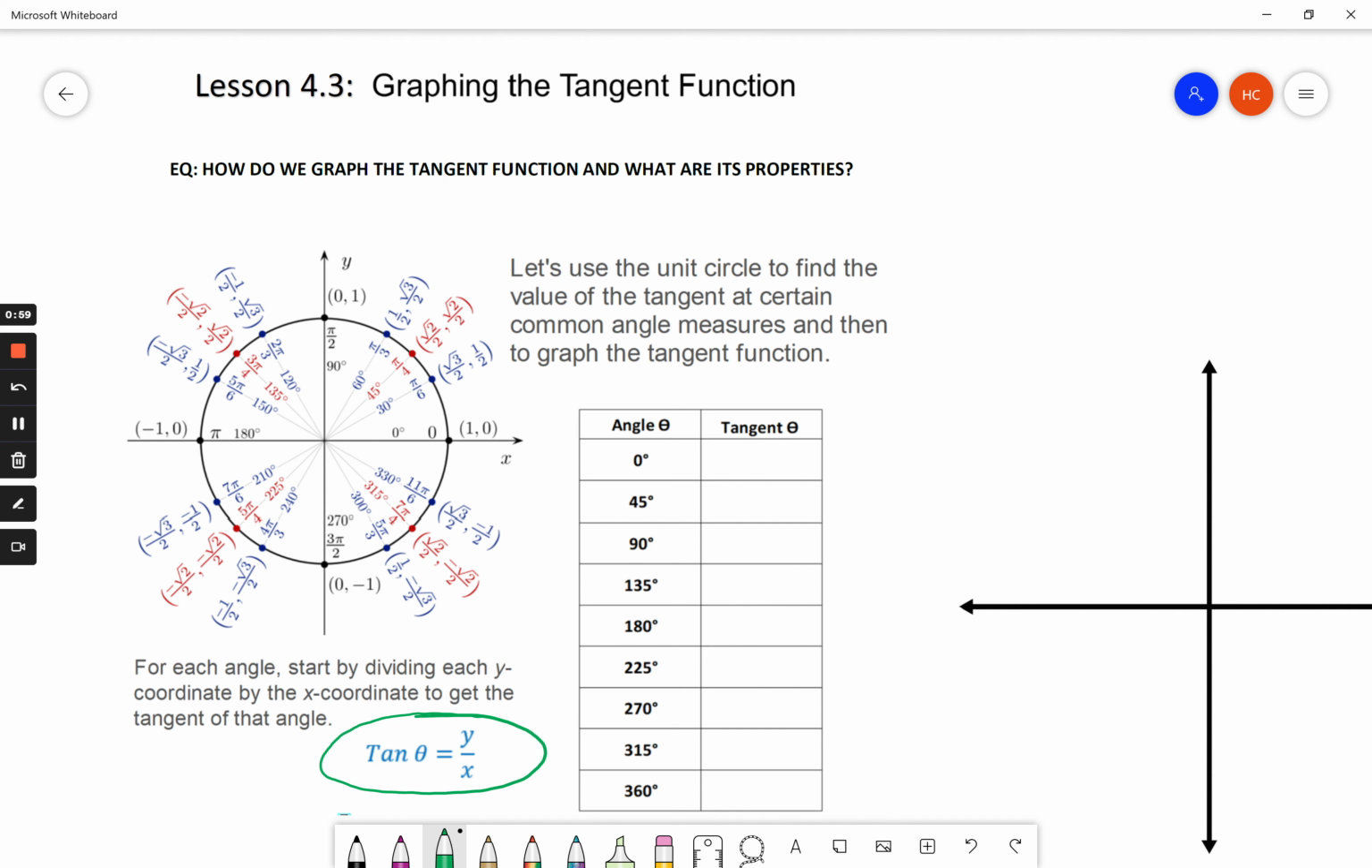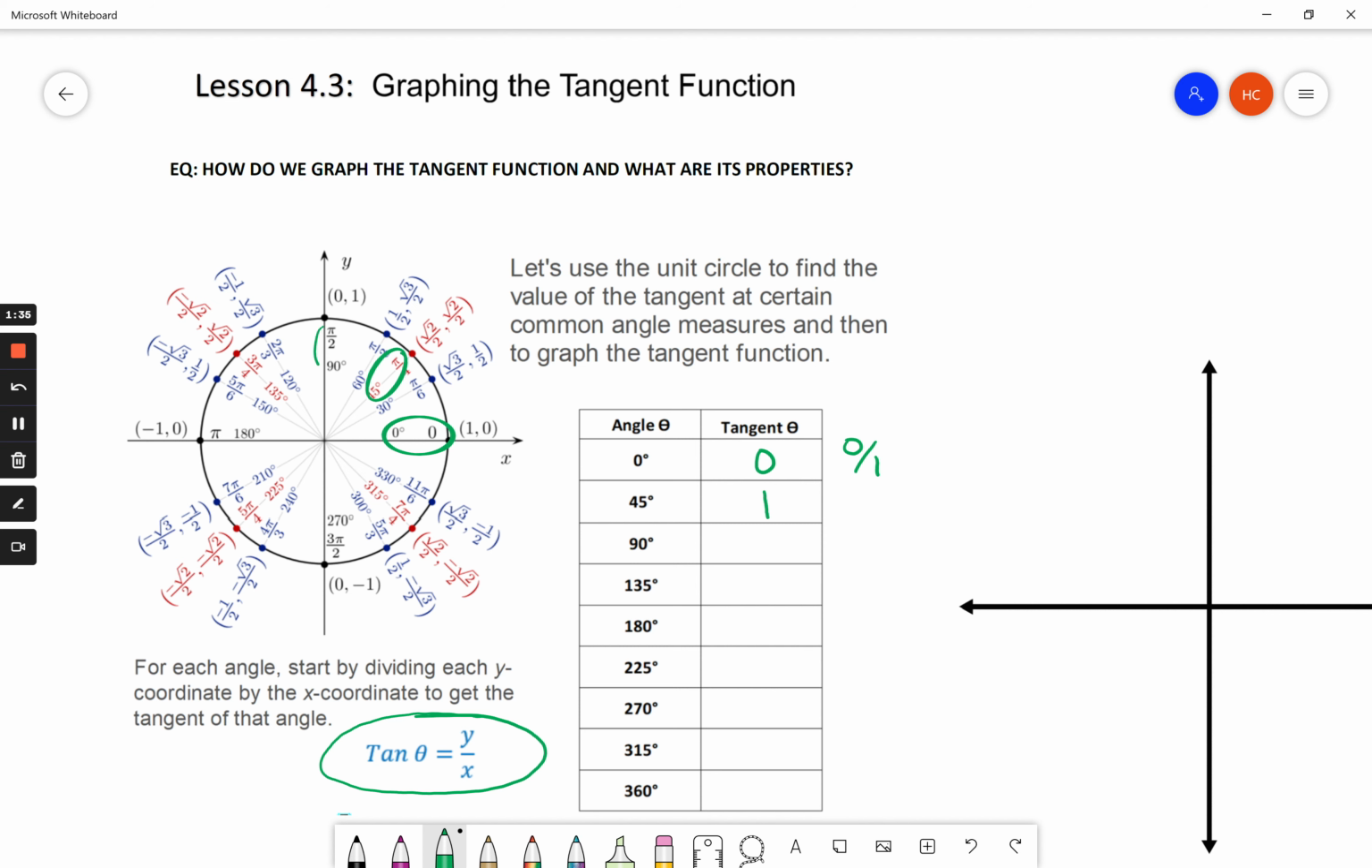So let's look at angle 0. At angle 0 degrees, we look at y divided by x, and in this case, our y was a 0 and our x was a 1. 0 divided by 1 would give us a 0. Then we move on to angle 45 degrees, or pi over 4. Now at the 45 degree angle, we have square root of 2 over 2 and square root of 2 over 2. When you divide y divided by x, you're going to get a 1. Both numbers are identical, so when you divide by itself, it's going to be a 1.